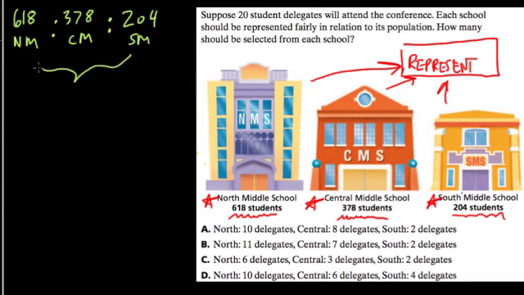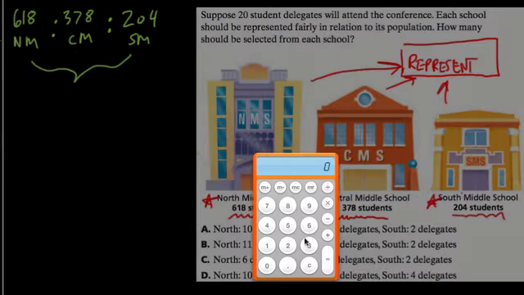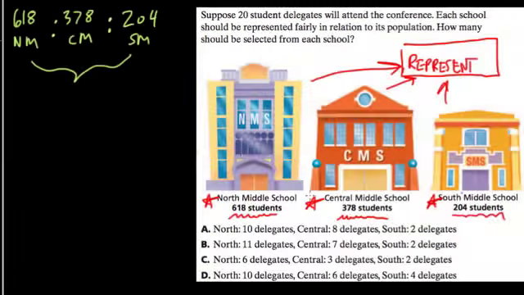So we want to add up each of the student populations to get a total population, right? To add 618, 378, and 204, so 618 plus 378 plus 204 equals 1200. So now it becomes a little bit easier to deal with because we know there are 1200 students in total.